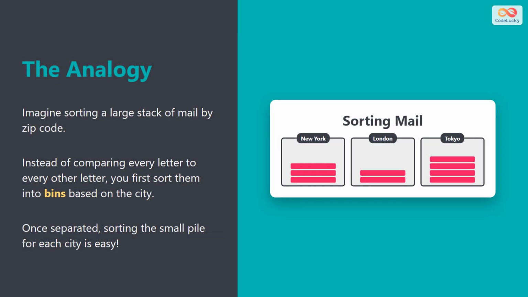Let us use a simple analogy to understand this better. Imagine you have a huge stack of mail that needs to be sorted by city. Instead of comparing every single letter against every other letter, you first toss them into bins labeled New York, London, Tokyo, and so on. Once the mail is separated into these smaller bins, sorting each small pile becomes a much faster and easier task.